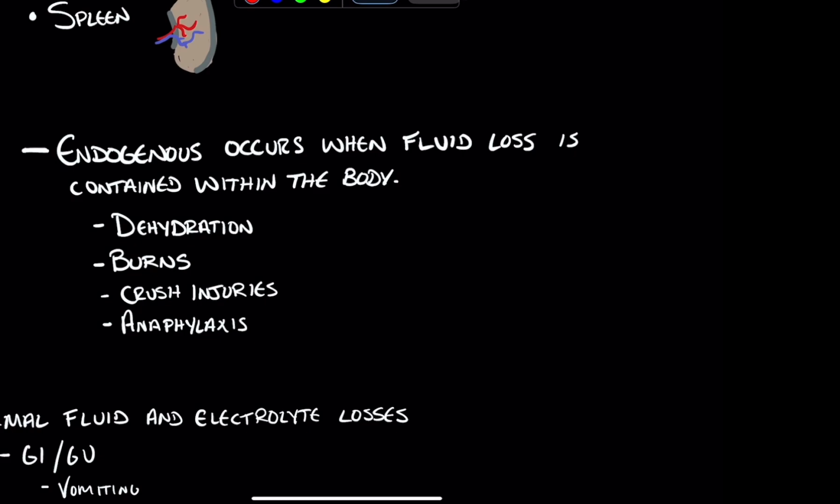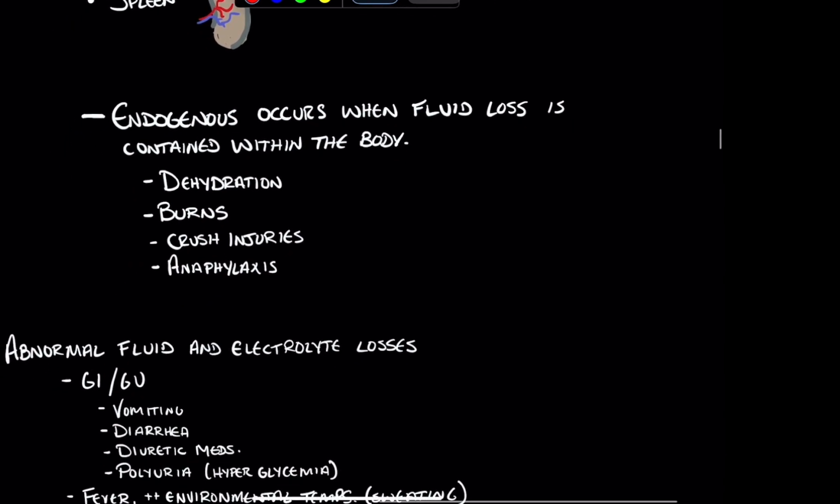So endogenous hypovolemia occurs when the fluid loss is contained within the body. So you're looking at things like dehydration, where you're not actively losing blood or fluid outside of the body. Burns, we talked about fluid shifts from cells that are damaged. Crush injuries, we talked about potassium shifts, rhabdomyolysis, stuff like that, right? And then anaphylaxis, which relies on the immune response of the body, which we'll talk about further on down here when we get into anaphylactic shock.